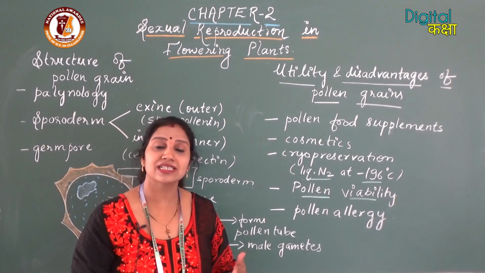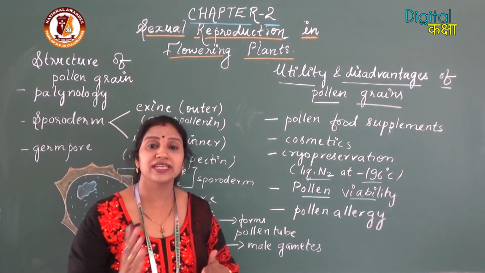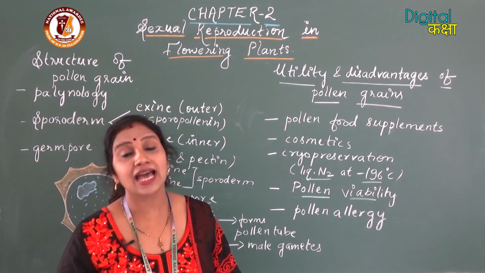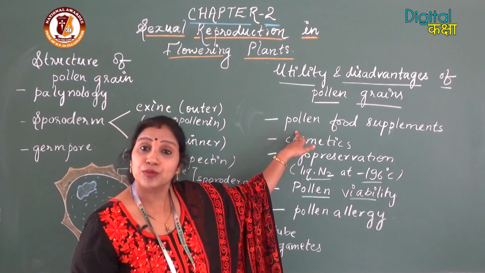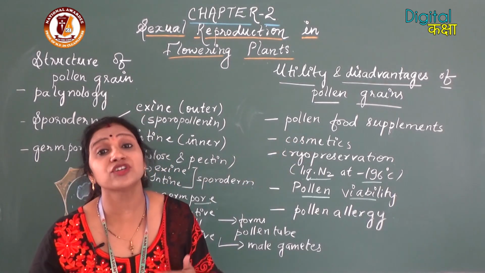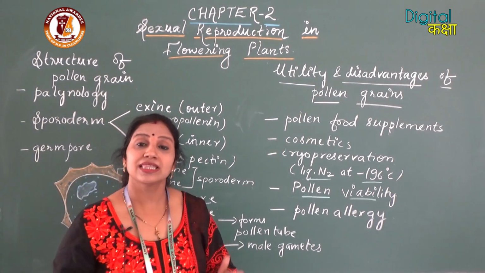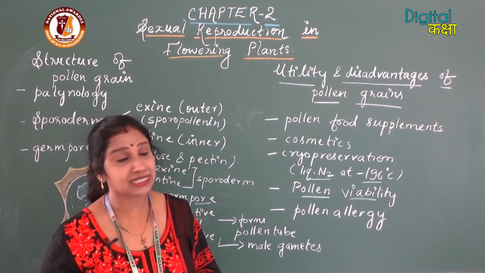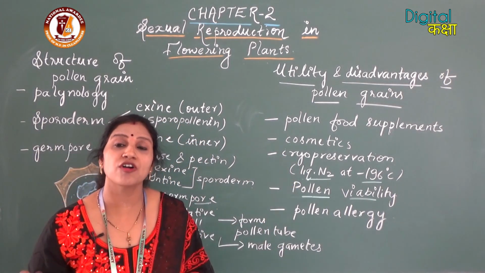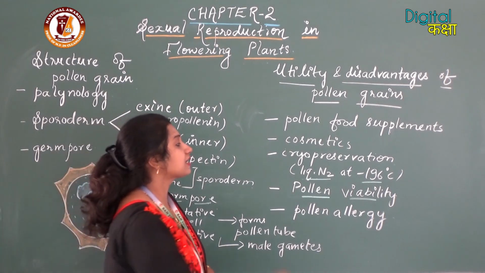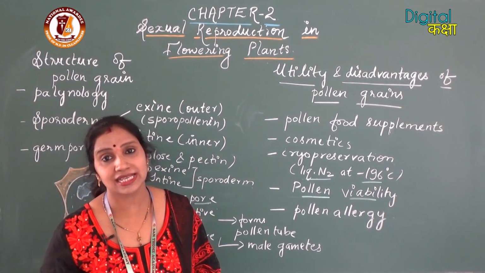So these were certain characteristics. We can take them as the advantages as well as disadvantages of pollen grains, where we are utilizing them and where we are preserving them. First, pollen grains are used as pollen food supplements as they are rich in nutrients. Second, they are used in cosmetics as pollen creams. They are preserved by cryopreservation, that is, in liquid nitrogen at minus 196 degrees Celsius.